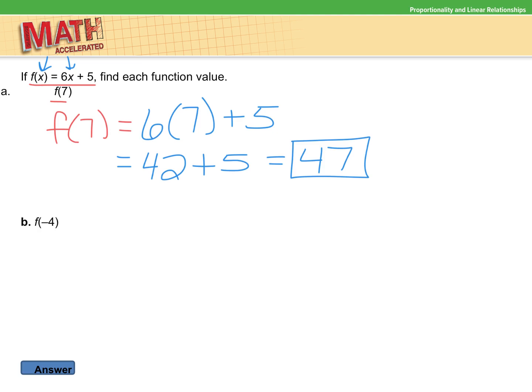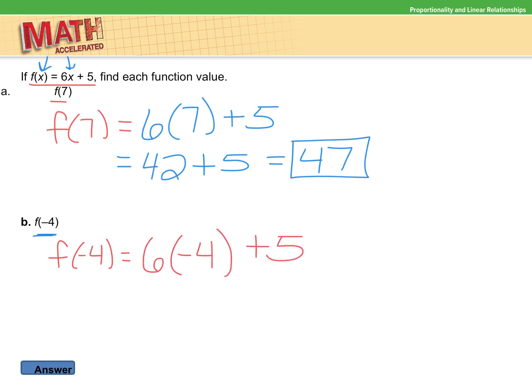Yes. Okay? What about f of negative 4? So how do I find f of negative 4? You plug in negative 4. I plug it in for x. Someone tell me what I need to write. 6 with the parentheses, negative 4, and then plus 5. Good.